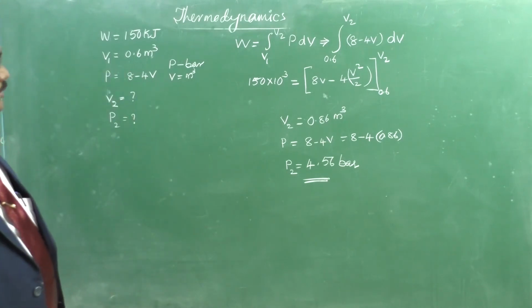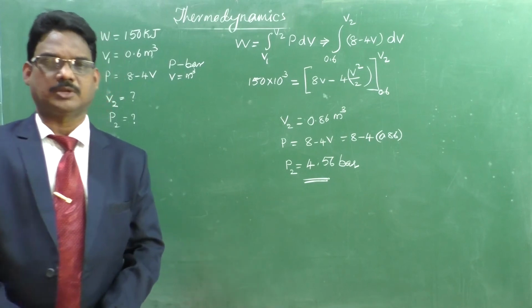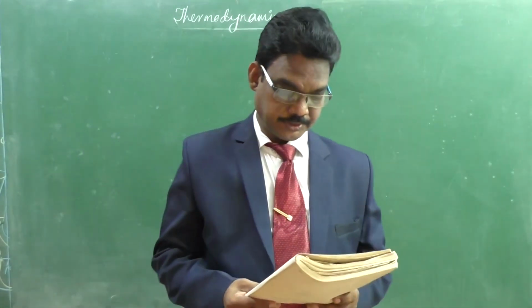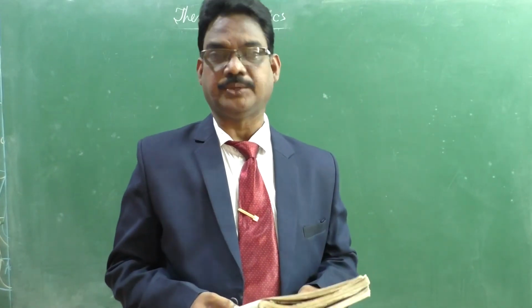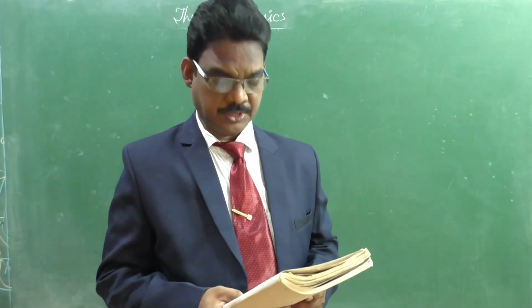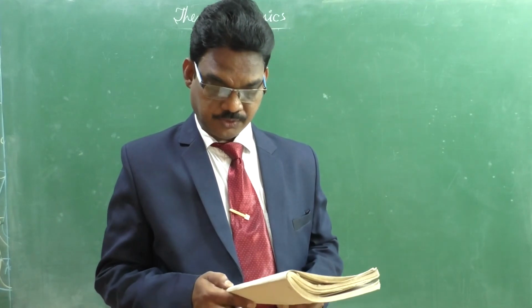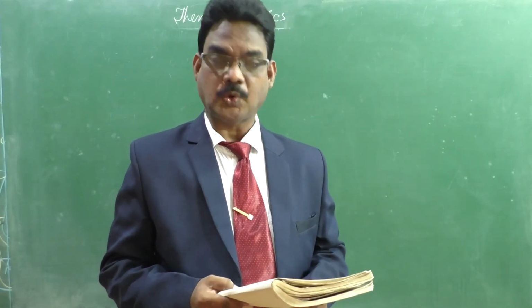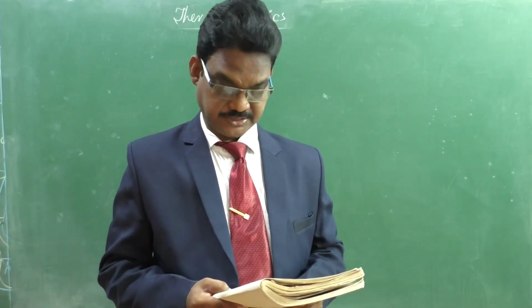In this way we need to do the problem. We'll do one more problem. Note down. A fluid at a pressure of 3 bar, initial pressure, this is given, and with specific volume 0.18 meter cube per kg.